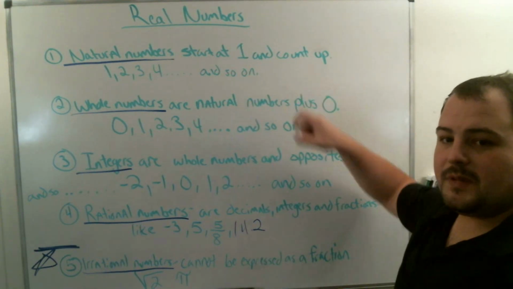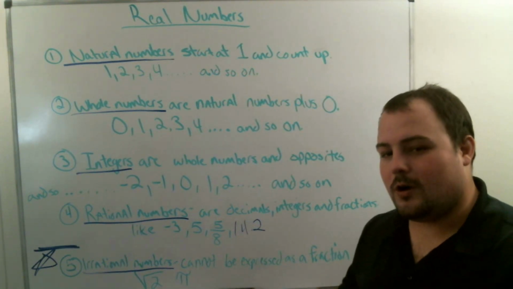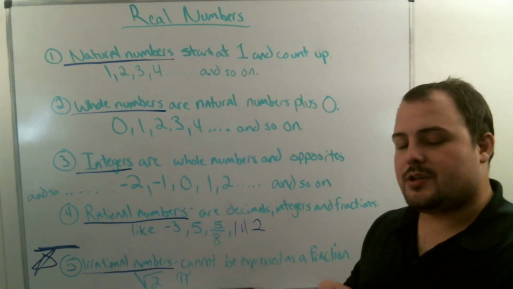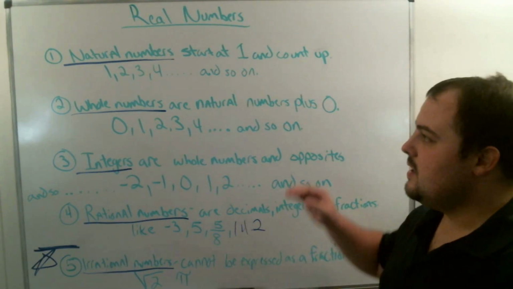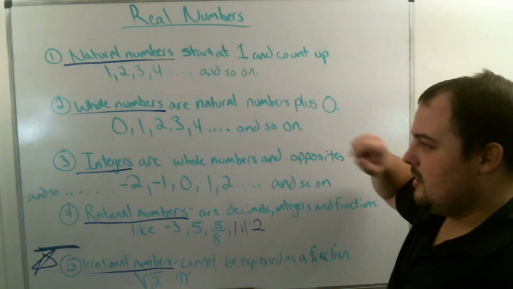A natural number is a counting number. Like when your parents teach you how to count, they say 1, 2, 3, 4. So they start at 1 and they count up, and they're all positive numbers. So natural numbers start at 1 and count up.